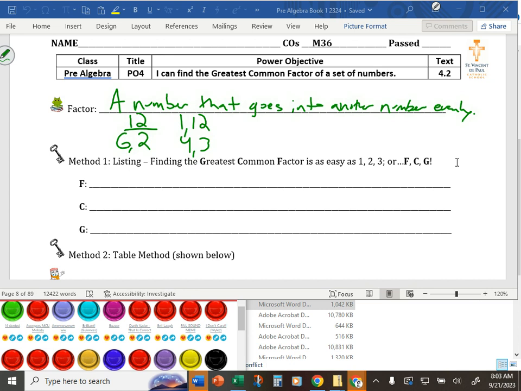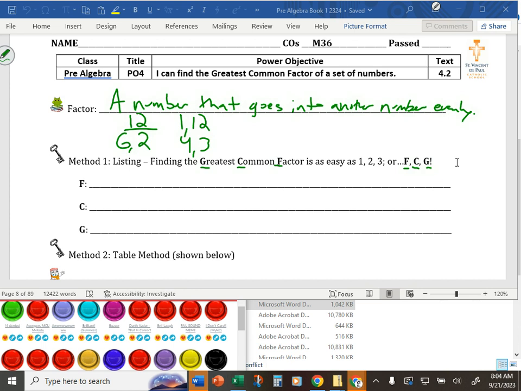So finding the greatest common factor, or the GCF, is as easy as 1, 2, 3, or FCG. As it turns out, what you're trying to do is actually explicitly listed in the title: greatest common factor. So we're going to talk about two methods to find this. The first one is the listing method. This might be the one that you've used in the past. Maybe not. But I've got a second one that typically goes a little bit faster. Kids typically like it a little bit more, but this one works just as well.